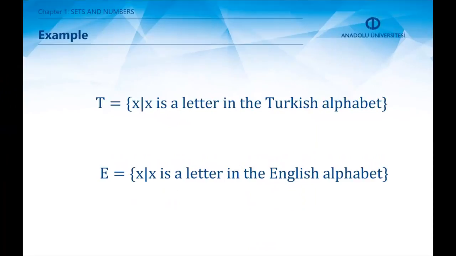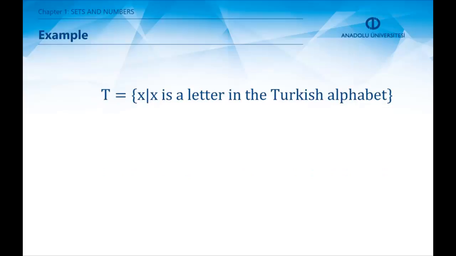Now, let us try to give an example of these notions and how we use them. Consider the set T, which is the set of all letters in the Turkish alphabet, and consider the set of letters of the English alphabet and denote this set by E. Now, since A is a Turkish letter, it's in the alphabet, we say that A is in T. Since Q is not a Turkish letter, we say that Q is not in T.